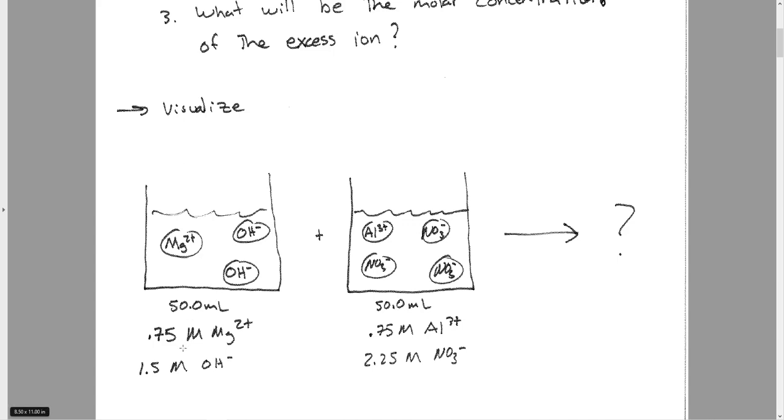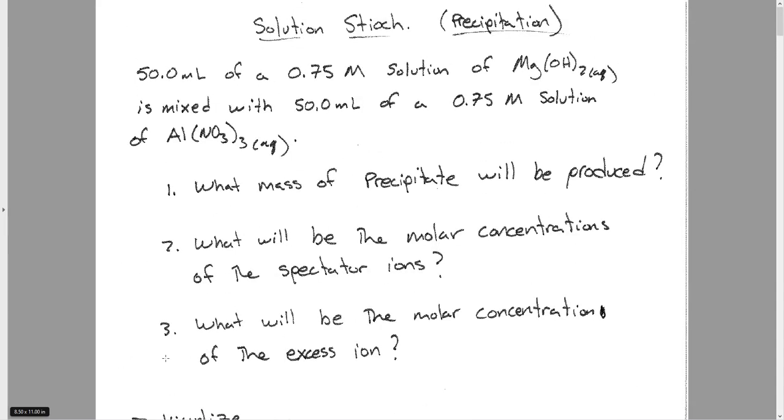And if we put some numbers to it, we got 50 milliliters of this solution. The molarity of the magnesium ion would be 0.75, but the molarity of the hydroxide would be double that. So if we go back up to the question, it said the molarity of this compound in solution was 0.75, but because it's an ionic compound, to get the molarity of the individual ions, you would take the molarity of the ionic compound and multiply it by the subscript of the ion. So magnesium is the same molarity, 0.75, but the hydroxide is 0.75 times 2.